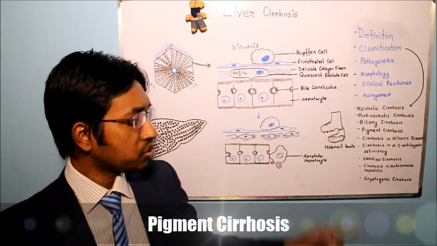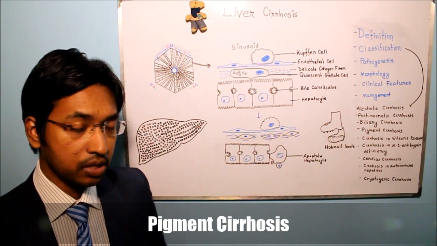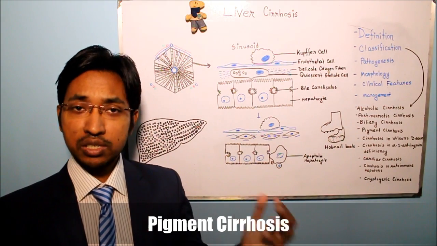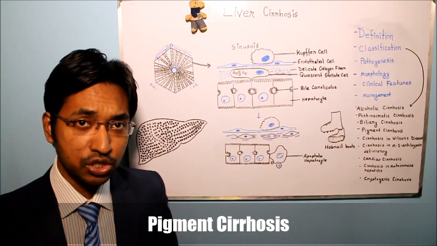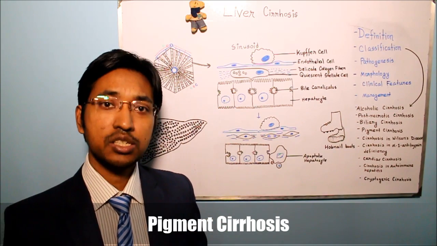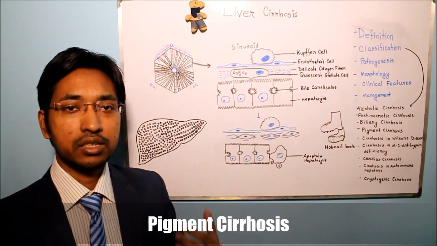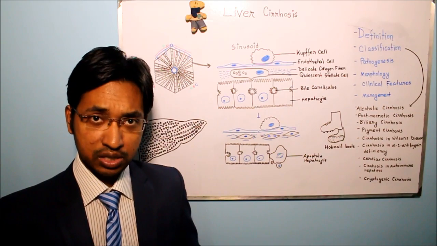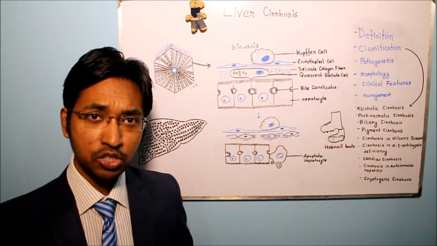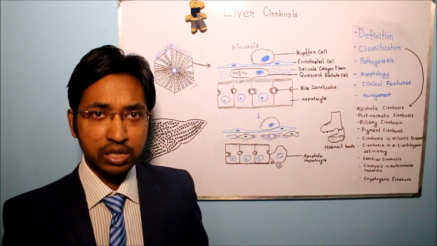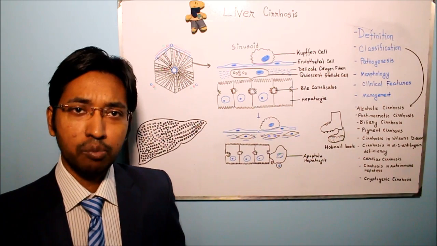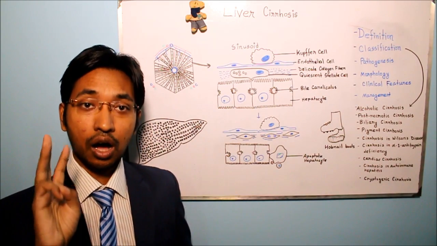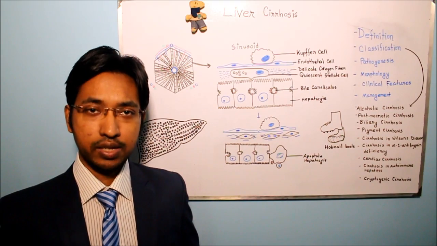The next type of cirrhosis was pigment cirrhosis. This type of liver cirrhosis may occur in hemochromatosis. Now, what is hemochromatosis? It is a condition in which there is excessive accumulation of iron in the tissues. Due to excess accumulation of iron in certain tissues, there will be tissue damage, and also functional insufficiency. The organs commonly involved include the liver, the pancreas, heart, pituitary gland, etc.